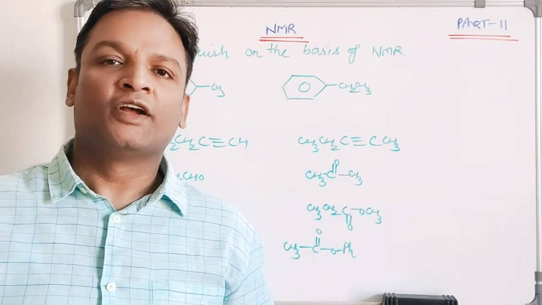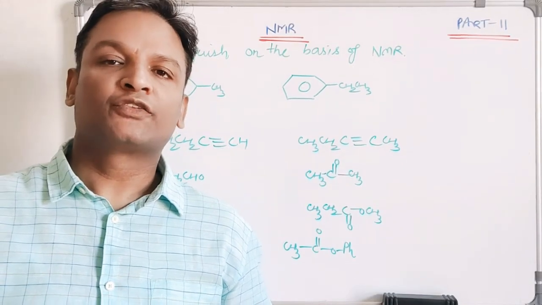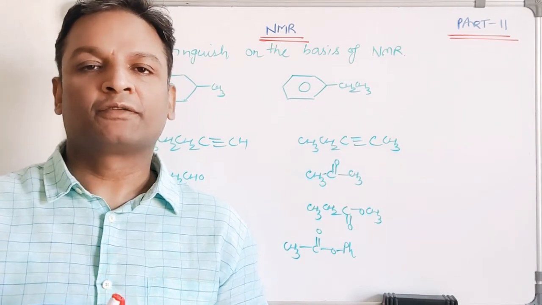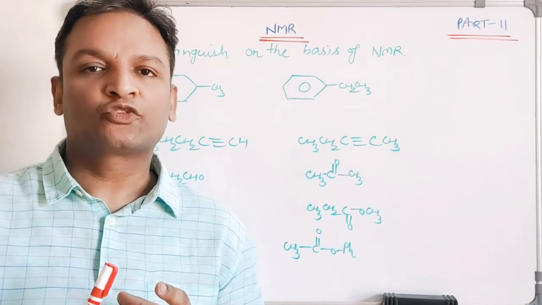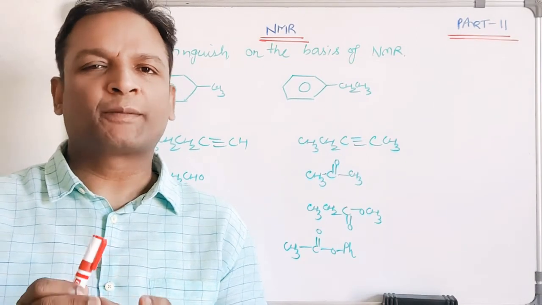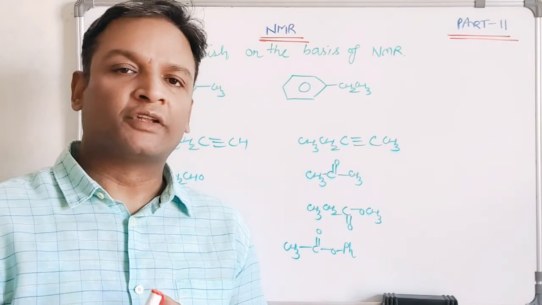Hello students, we are ready with our next video. In this video we will discuss some examples and we will try to explain how NMR spectroscopy can be used to distinguish two pairs of isomers, two different types of compounds. Let's see how we do this.